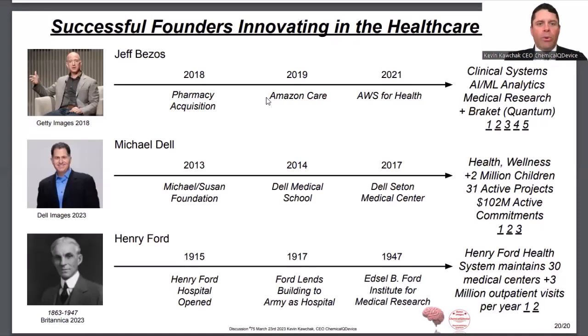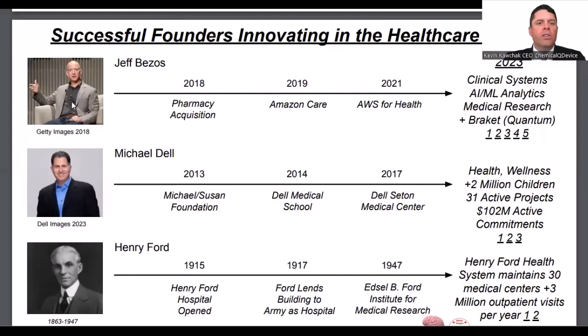There's been a number of people having a huge impact. These are all successful single founders. They didn't have co-founders. So Jeff Bezos: 2018 pharmacy acquisition, Amazon Care, and then I think he stepped down from CEO in '21. Here you see AWS for health, and then in '23, clinical systems, AI, ML, and these are big things: analytics, medical research, Braket. This is a service that you can hop on and run quantum experiments on, I think at least 4 or 5 different types of hardware.